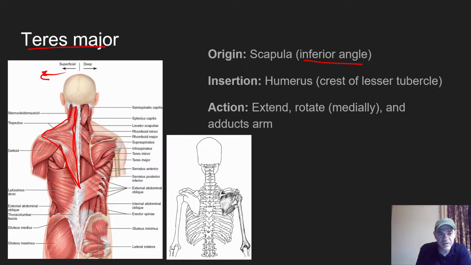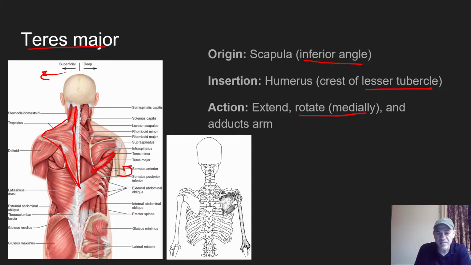And over here, this is the inferior angle, and that's where our teres major comes from. Its origin is over here, and the insertion actually goes under and around the humerus to the anterior side of the humerus at the lesser tubercle, where the insertion is. So again, that's going to help create a torque there, which will allow for some rotation. But in this case, the rotation is going to be a medial rotation of the arm.